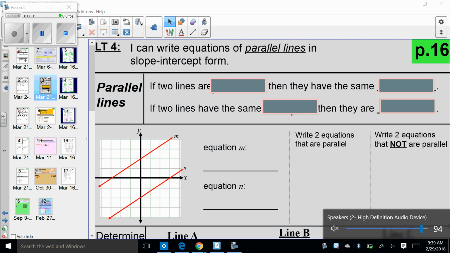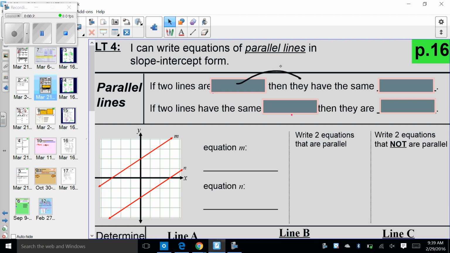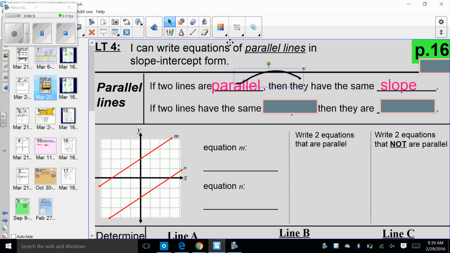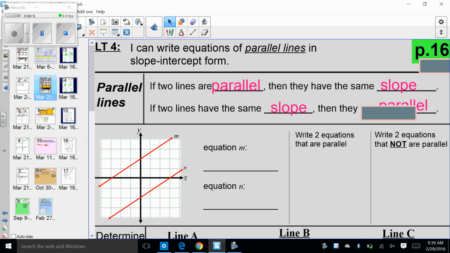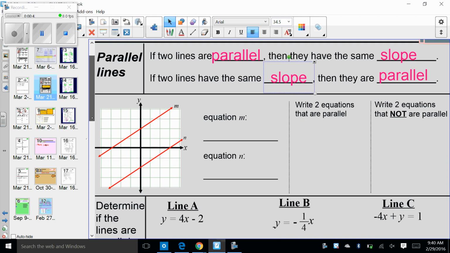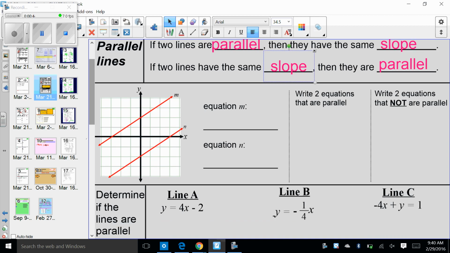So parallel lines, basically what you're looking for, if two lines are parallel, they have the same slope. So a very important piece of what we do in eighth grade math. Looking at their slopes, if two lines are parallel, they have the same slope. So if two lines have the same slope, they're parallel. So it kind of works both ways. Parallel lines, same slope. So you can see that these two lines down here are parallel to each other, which means they'll never intersect into infinity.